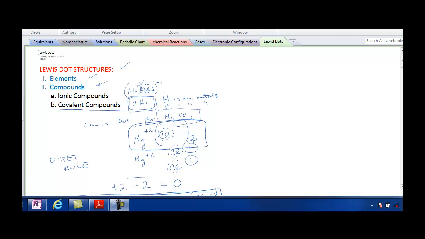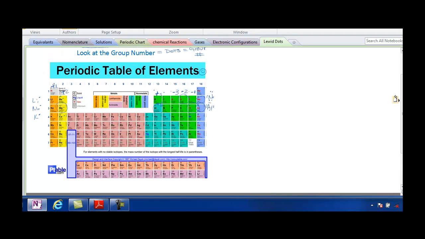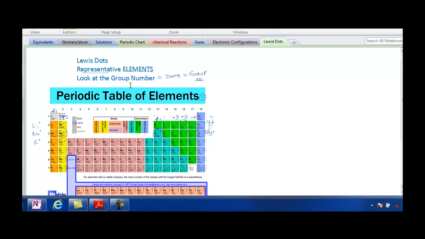And I brought some models in order for us to be able to understand these. The basic concepts that we have seen from Lewis dots: first, we need to know how to do Lewis dot structures of elements. In order for us to do that, we need to look at a periodic chart. In a periodic chart, anybody in group 1 has 1 dot, anybody in group 2 has 2 dots, representative elements. For representative elements, look at the group number, and the dots, or the valence electrons, are equal to the group number. So anybody in group 7 has 7 dots, 7 valence electrons. Anybody in group 5 will have 5 dots.